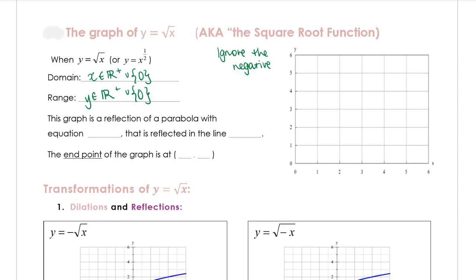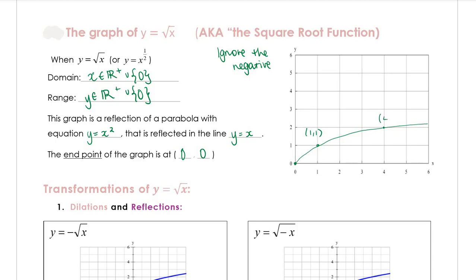What you'll see with the square root graph is it is just a reflection of a parabola, so just a regular y equals x squared that's been reflected in the line y equals x. And they're called inverse functions, which you'll learn about a bit later on in this course. The endpoint of this graph, if it hasn't been moved or anything, is going to occur at (0, 0), and that's because we cannot go below 0. So some key points are going to be things like (0, 0), (1, 1), (4, 2), (9, 3), etc. And you'll see it has that curve, just like a parabola does.